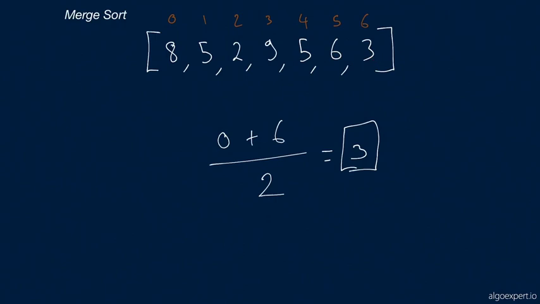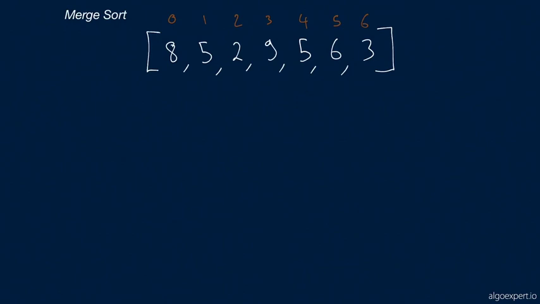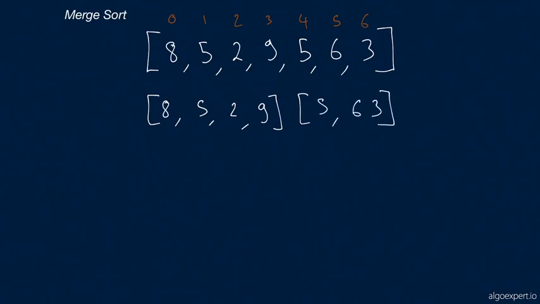So let me undo what I just did to give ourselves some space. And so we're going to divide the array into these 2 subarrays, one which is going to have 8, 5, 2, 9, and one which is going to have 5, 6, 3. Okay? Then we're going to recursively apply the merge sort technique on these subarrays. Whoops, I forgot a comma after the 6.